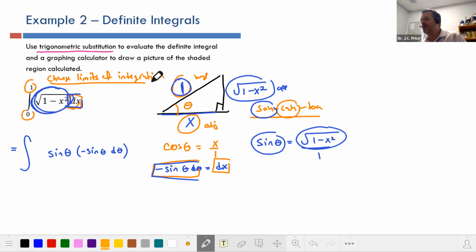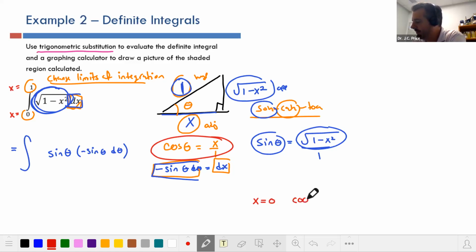And so now how do you change the limits of integration? It's actually pretty simple. You just come down here, because here's your relationship basically between theta and x. And so these are x values here. And so we're just going to go through these, like when x is equal to 0, what do we have? We have cosine of theta equal to 0. And when x is equal to 1, we get cosine of theta equal to 1.